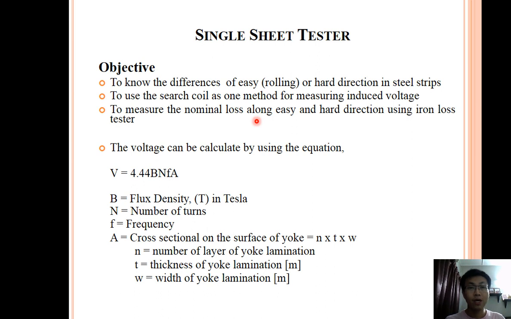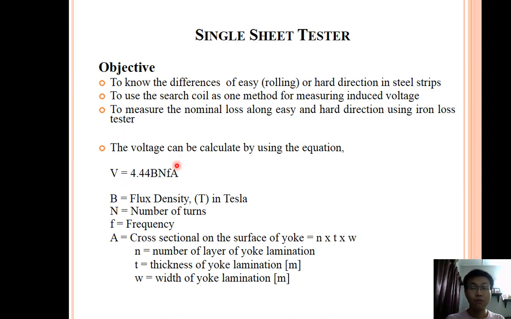And then we have a single sheet tester as well in this subject. This tester is for us to know the easy and the hard direction in the steel strips. And then we will use the search coil as one method to measure the induced voltage. And then we will measure the nominal loss along the easy and hard direction using the iron loss tester.